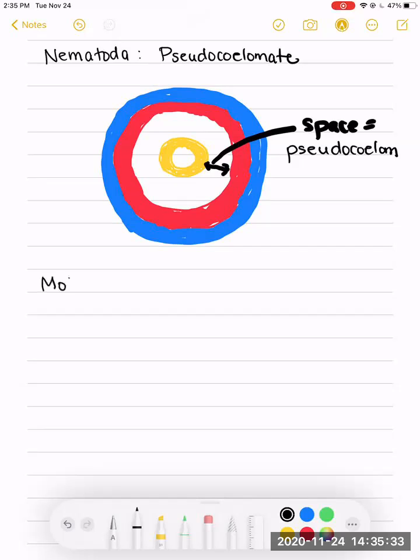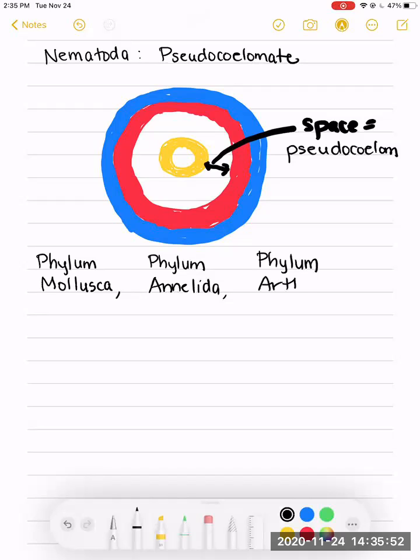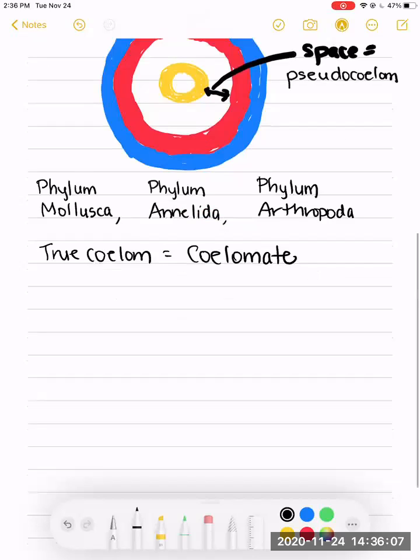So the mollusks, so these are different phyla. So phylum Mollusca, phylum Annelida, and phylum Arthropoda all have a true celome. So they're what's called coelomate. And here's what that looks like.